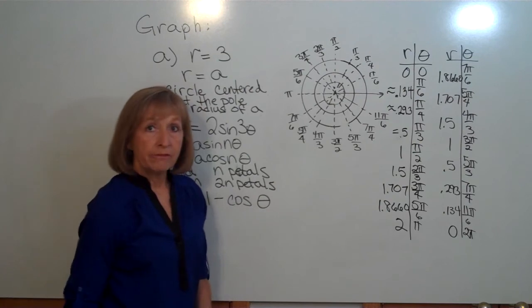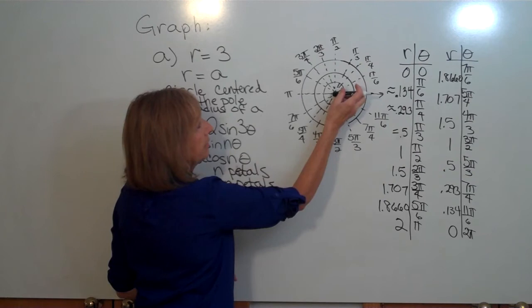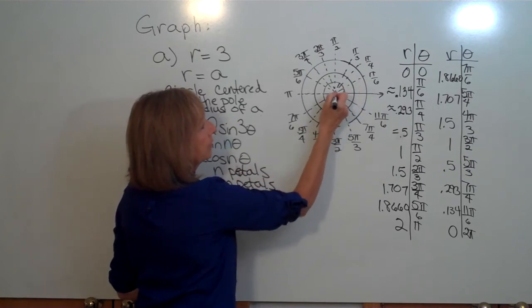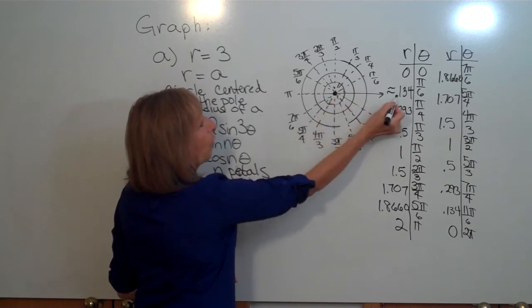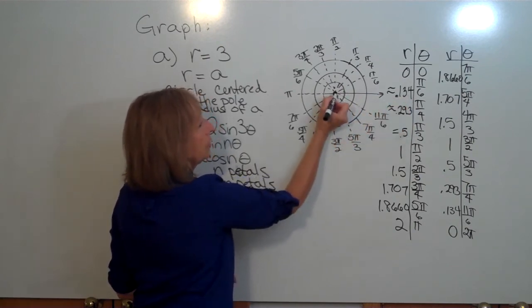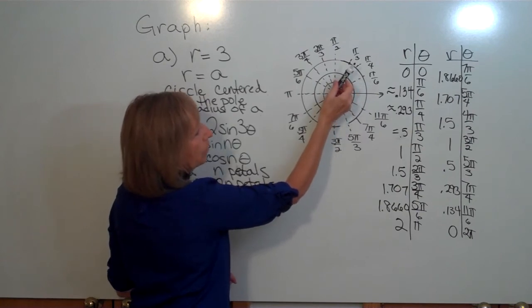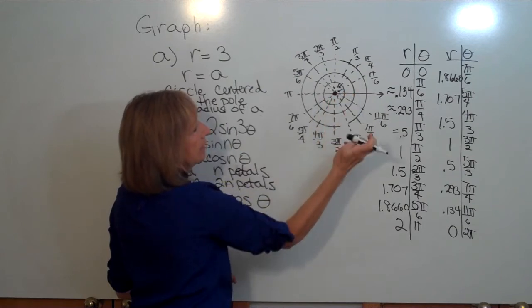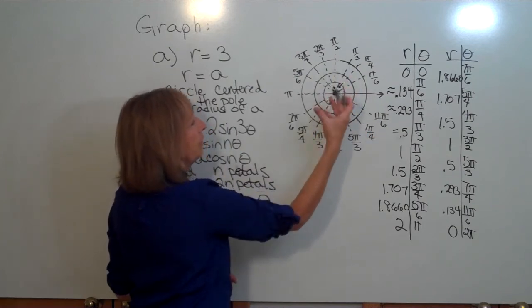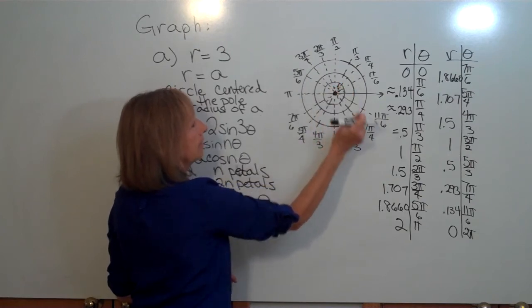So now that we have our table of values, we're going to graph some points. So here, your angle is 0, your radius is 0, the point's at the pole. Your angle is pi over 6, and you're walking forward just 0.134. So just a tiny bit is what we're walking there. Now at pi over 4, we're walking forward 0.293. And then at pi over 3, we're walking forward a half.